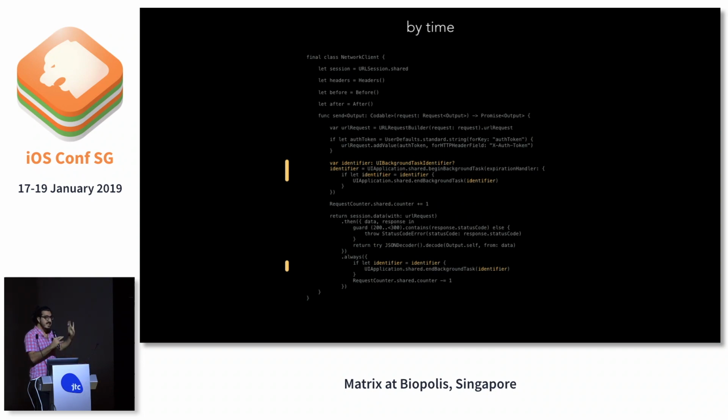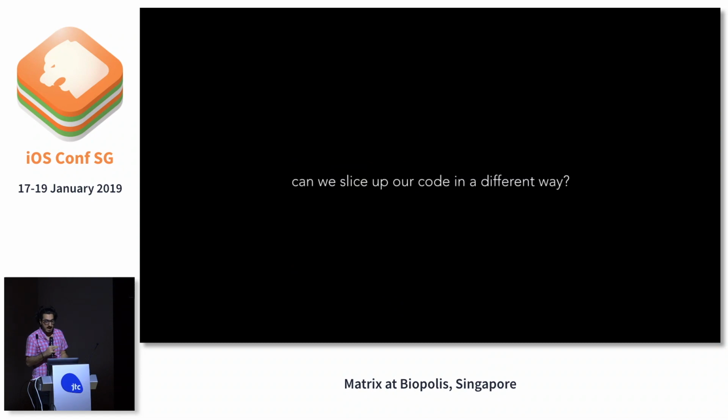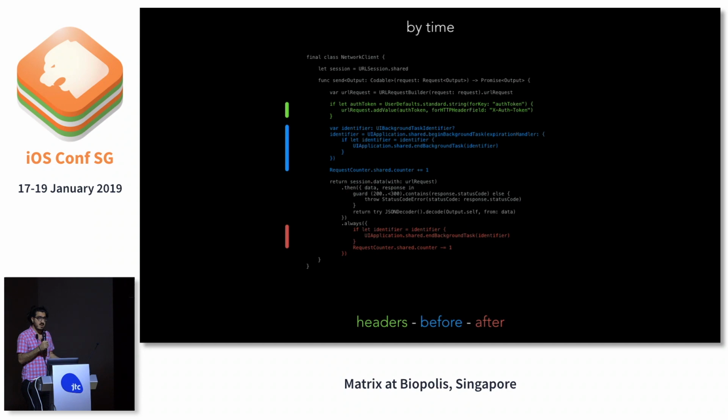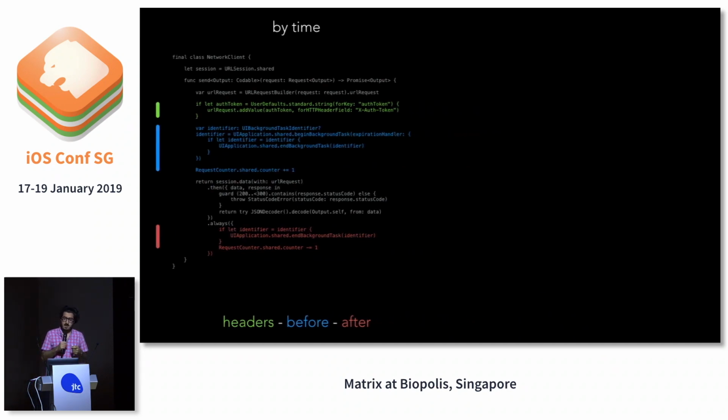So this is an important way to think about the code in terms of before and after, and the headers, and this time direction. But maybe there's a different way that we can slice up our code. And if we can slice up our code in this different way, then maybe we can use that to develop our abstraction. So we have the headers, the before and the after. But let's look at a different thing.